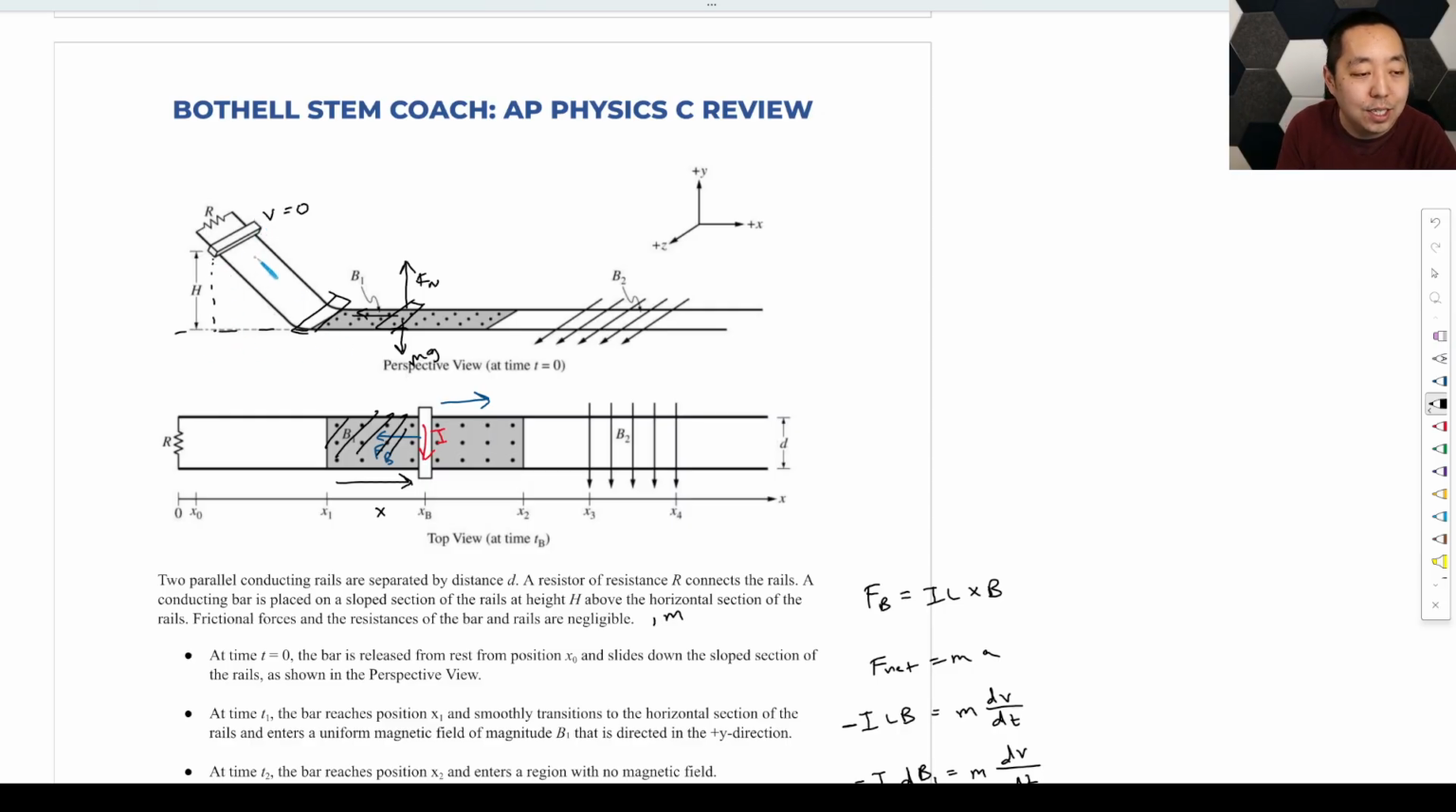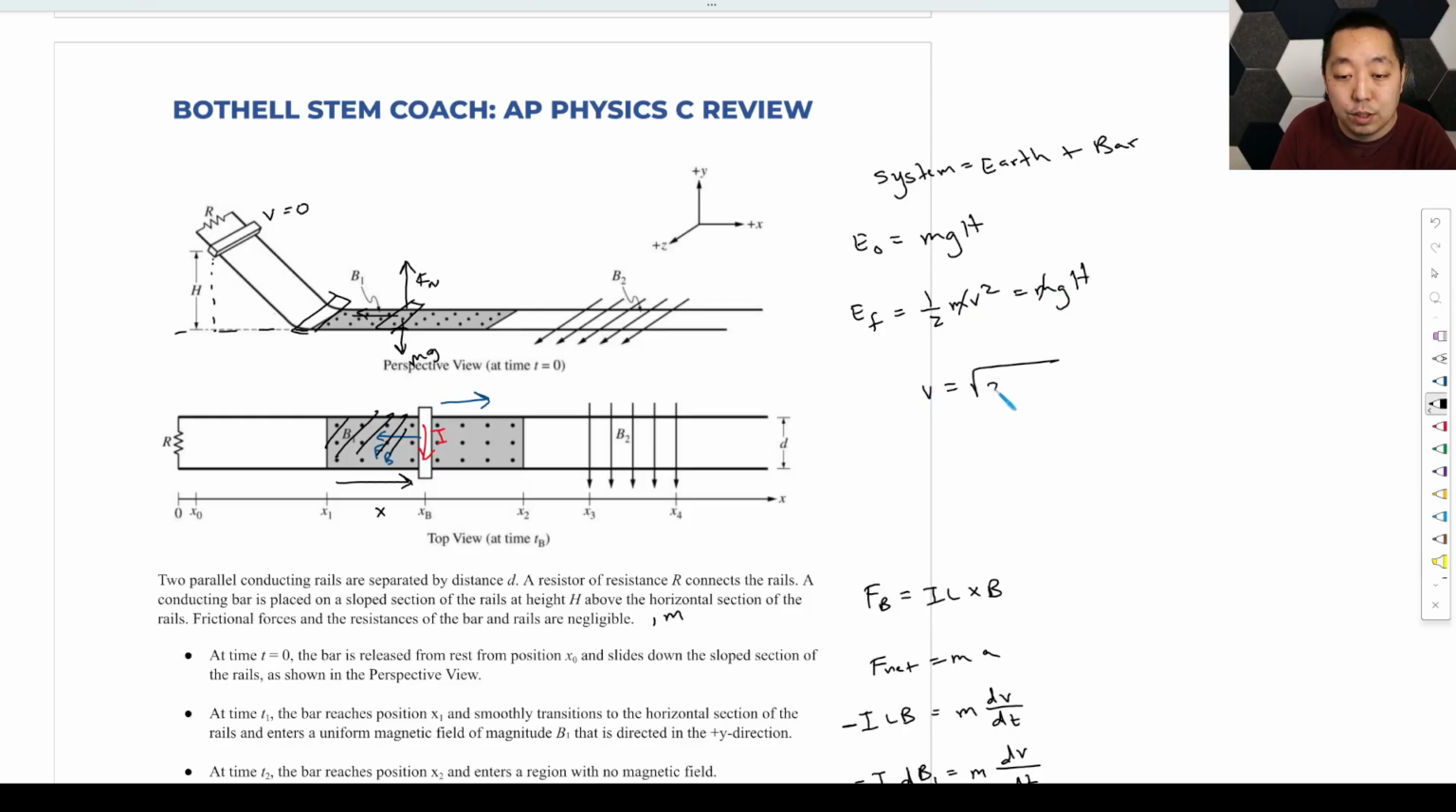So our system is going to be the Earth plus the bar, and we use conservation of energy. Hopefully at this point, you're really good at that. So the initial energy, we don't have any kinetic energy because you start with velocity 0, so you have mgh. And at the bottom, you'll have just kinetic energy. So that's going to equal mgh. The m's cancel, and you get V is the square root of 2gh.